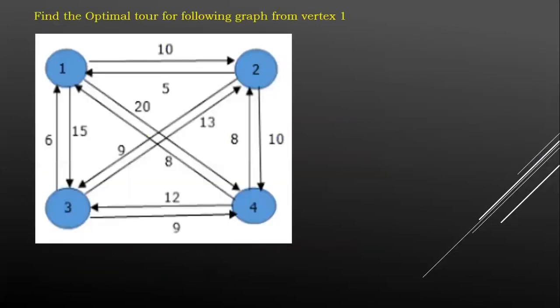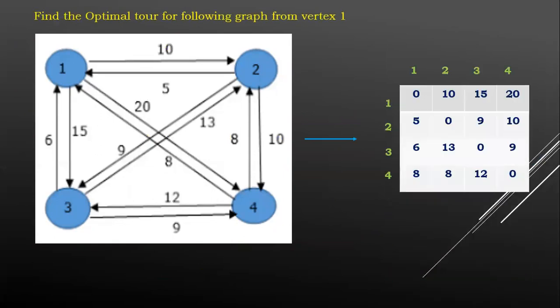Here the question is to find the optimal tour for the given graph from vertex 1. That is, we have to start the tour from vertex 1, visit all other vertices only once, and reach back to the same vertex where we started. To solve this question, first of all, we have to find the cost adjacency matrix.